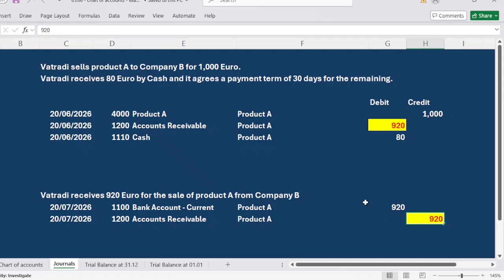As you can notice, accounts receivable has completed its job because it was in debit at the beginning, in credit after. And based on the 2 journals, I have the income in credit and I have cash and bank in debit. Total 1,000.